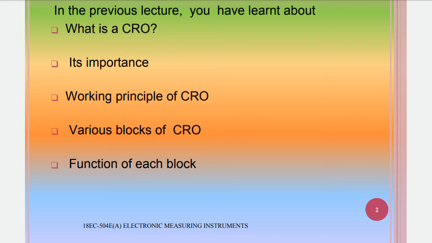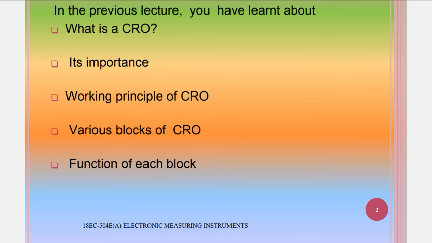So what type of components we can test? We can test diodes, transistors, BJT and FET and LED, and all these things we can find whether the component is working or not by using CRO.